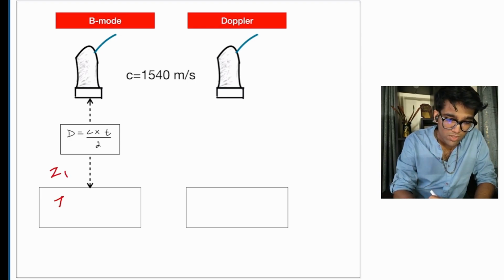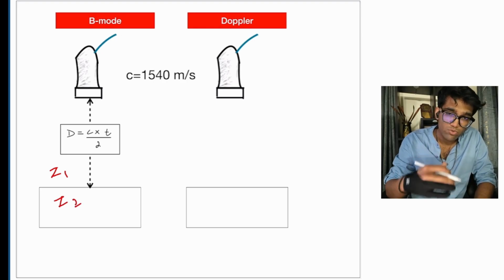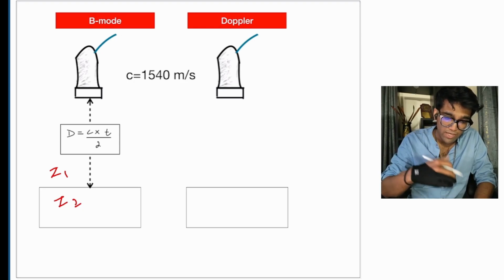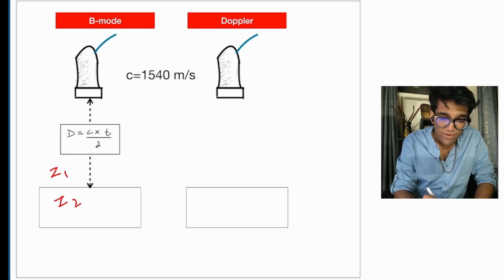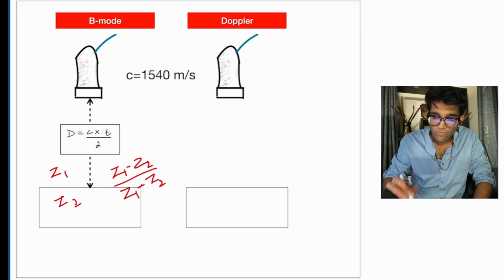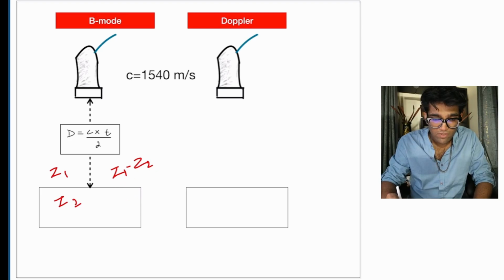So if the acoustic impedance of the tissue from which it is coming is Z1, and the acoustic impedance of the second tissue, the tissue into which it is going, is Z2, then the amount of energy that is reflected is proportional to Z1 minus Z2 divided by the sum of the two. Okay, so this is how we calculate how much of the wave is reflected back.